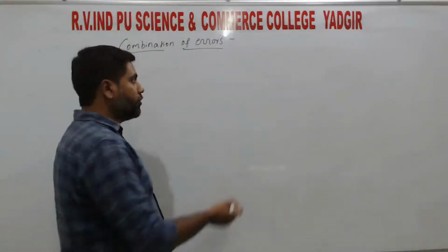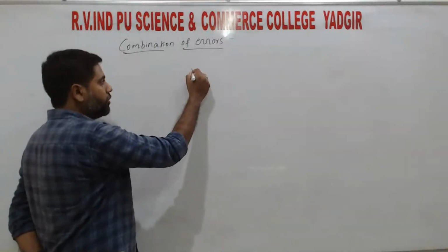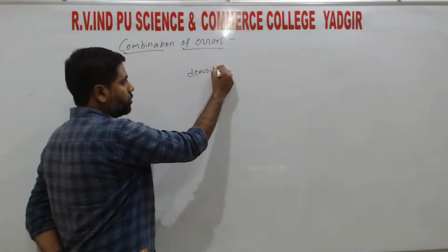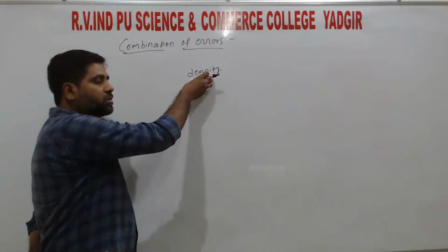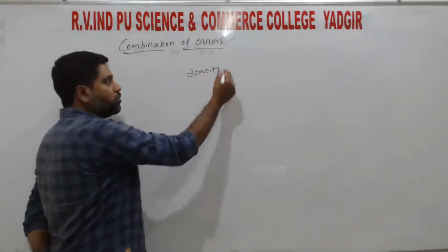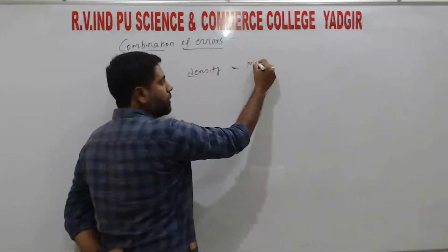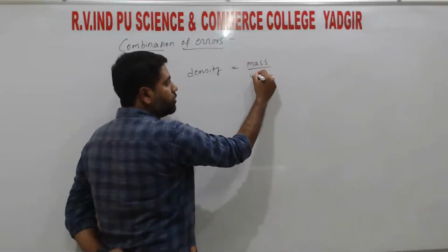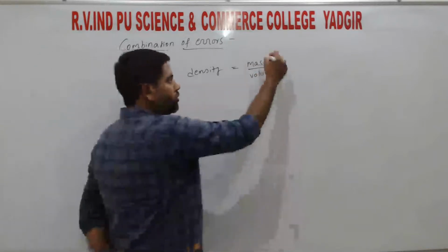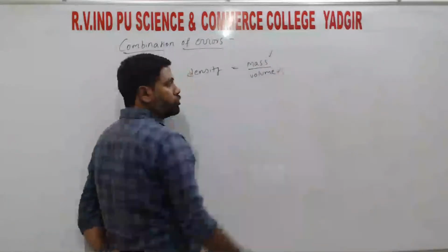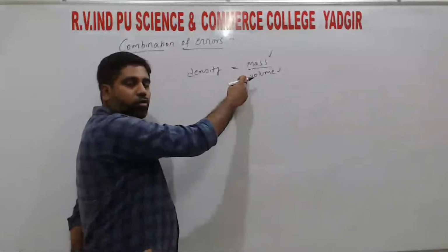So for example, if we want to measure any physical quantity, for example, if we take density. Density is a physical quantity. To measure the density, first we need to measure mass and volume, right? Here mass is one physical quantity, volume is also one physical quantity. So here we get the combination of two errors.